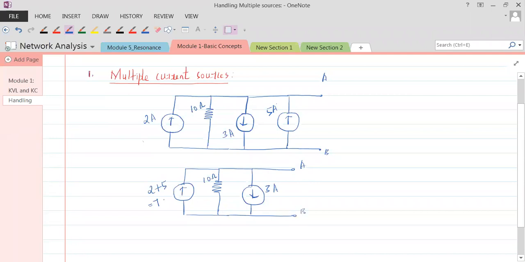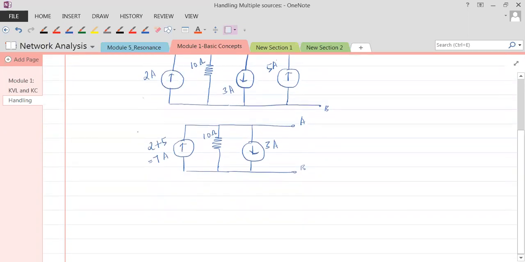Now 7 amperes is going upwards, 3 amperes is coming downwards. So that means these two you can combine, but you have to take the difference of the current. What is the difference now? 7 minus 3 is 4 amps. Now the question is, should the 4 amps be going upwards or coming downwards?